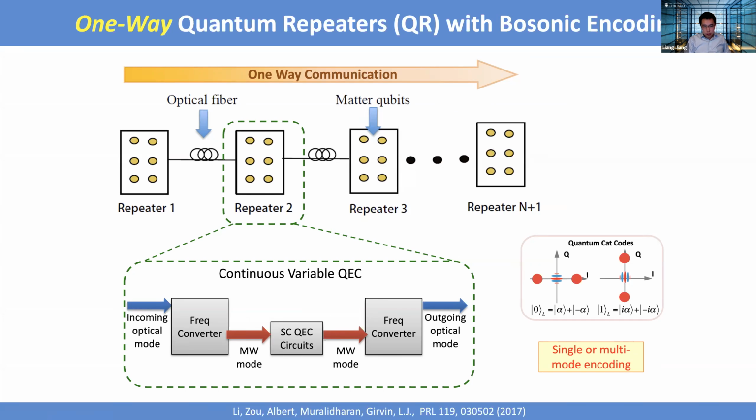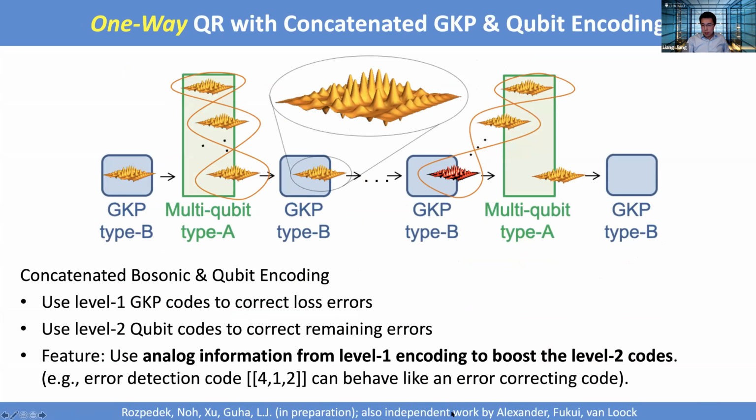And there have been some more recent developments, both from my group and also from others like Kosuke Fukui and Peter van Loock. We're thinking about whether we can use the GKP code and concatenate it with other qubit codes so that we could have this concatenation of continuous variable bosonic codes and discrete variable qubit codes. And the feature of this is that this concatenation might be quite beneficial. For example, for the lower level bosonic code, the syndrome measurement can give us analog information, which can inform us how to boost the performance of the second level, the discrete variable code. And one feature we see is that even if the second level code is only detecting errors, but assisted by this analog information, this error detecting code might behave as well as an error correcting code, which can significantly boost the performance and reduce the resource overhead.